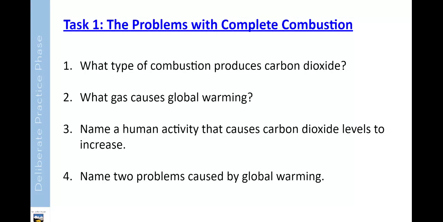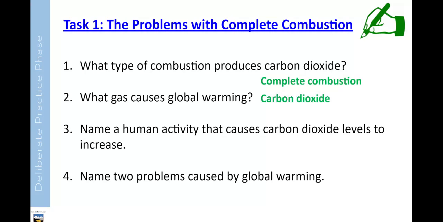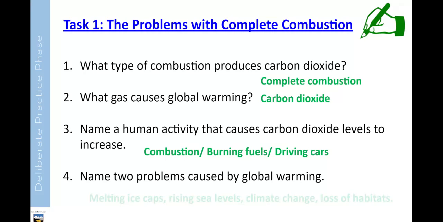Okay, so complete combustion produces carbon dioxide. Carbon dioxide causes global warming. Burning fossil fuels, driving cars, combustion are all human activities that add to carbon dioxide levels. And two problems caused by global warming, any one of those answers you would get a mark for. Make sure you are marking your work, so use a / to tick it or correct it if it's wrong.